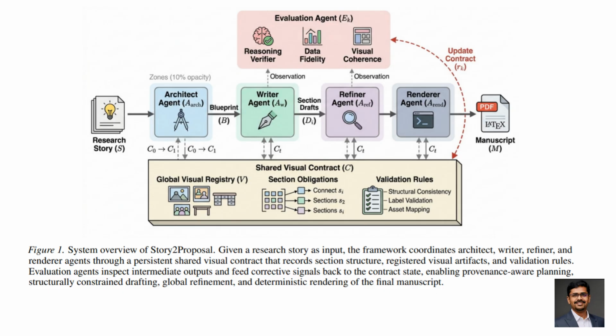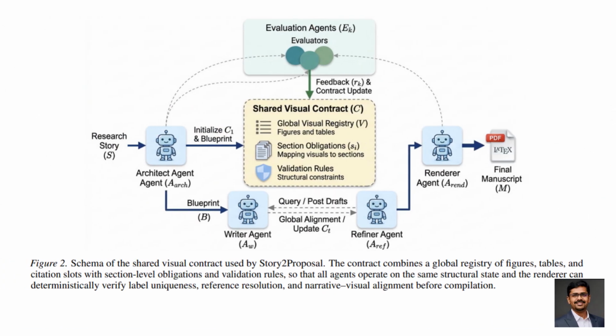And during generation, evaluation agents constantly check: is the reasoning valid? Are figures aligned? Is structure consistent? Then they update the contract. This creates a loop: generate, evaluate, adapt. Let's break down the pipeline quickly.